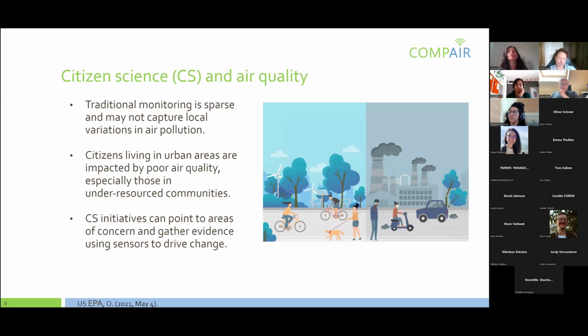And the citizens that live in urban areas are, of course, impacted by a poor air quality, and especially those in under-resourced communities where sources of pollution tend to be closer to housing, where people are spending time. And this is exactly where citizen science can come in. So the initiatives from citizen science that we have can help point to areas of concern and perform measurements and gather evidence to drive change, whether that's awareness or behavioral change, and eventually also affect policy.